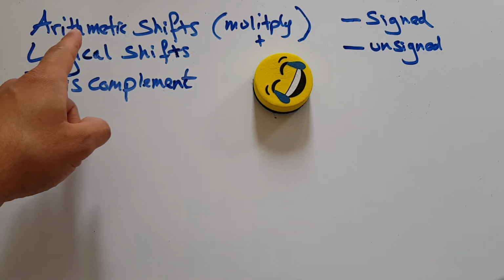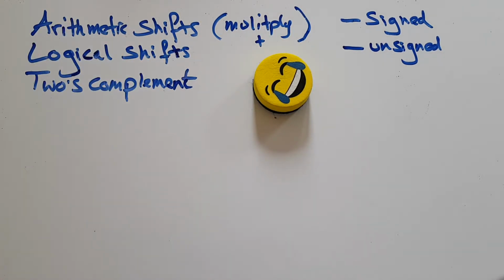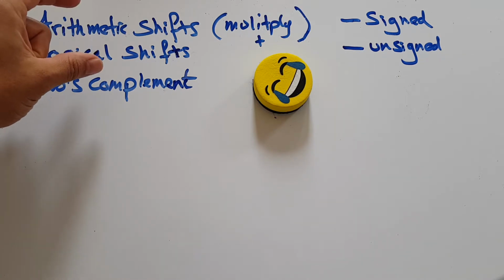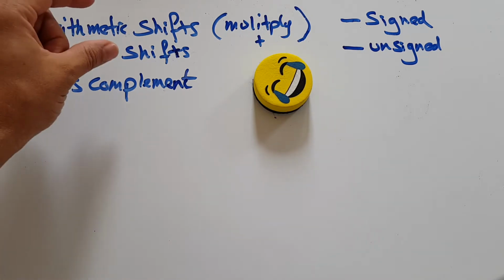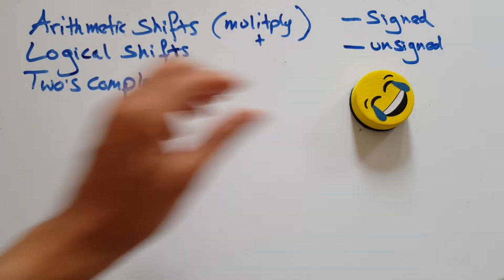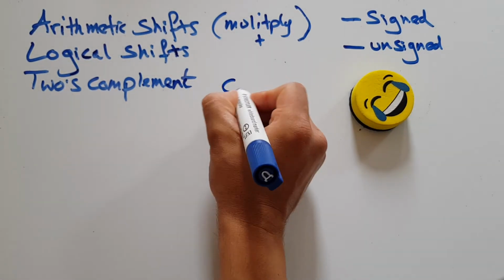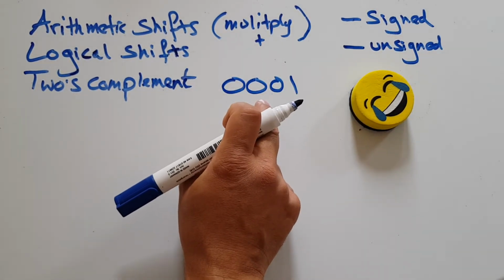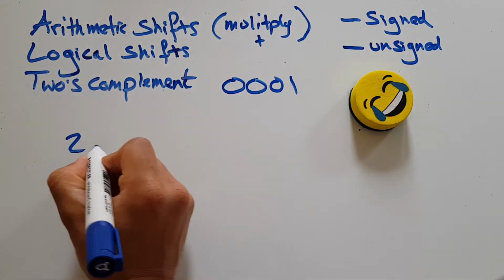This video is about arithmetic shifts. What I've done is I've grouped arithmetic shifts and logical shifts together because they both perform similar functions. So what do they do? Well, they allow you to take a binary number, say like 0001, and multiply any binary number by one of these numbers.